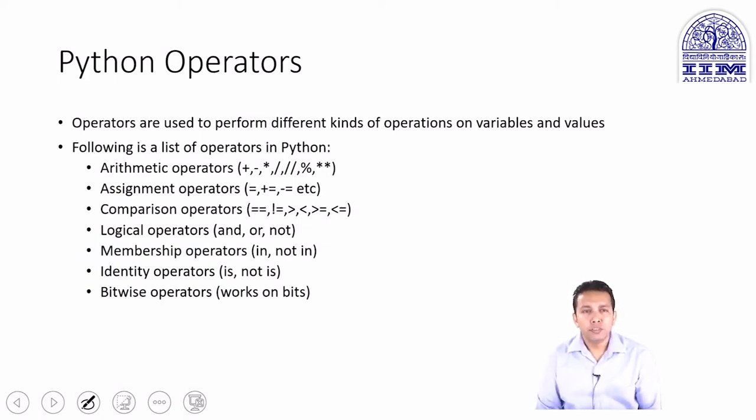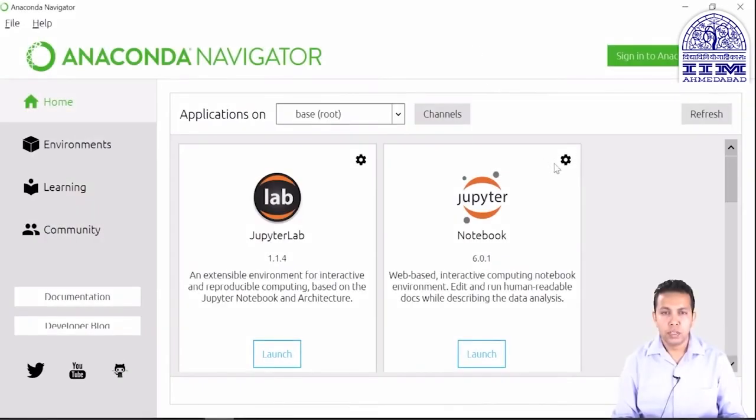There are a variety of operators in Python. Following is the list of operators. There are arithmetic operators: plus, minus, star, divide, double slash, percentage, and double star. We will see in a while what these operators do. So, let us go to the Jupyter Notebook, open Anaconda and launch the Jupyter Notebook from here.